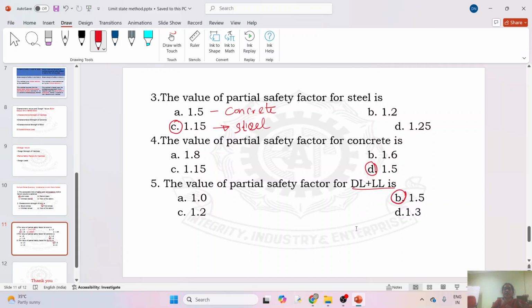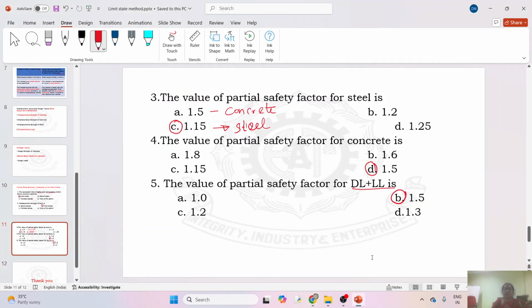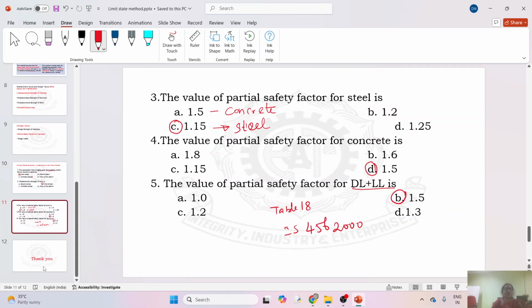It is given in IS 456 2000, table number 18, page number 68. So table 18 gives the combination of load factor, dead load plus live load. Partial safety factor is 1.5.